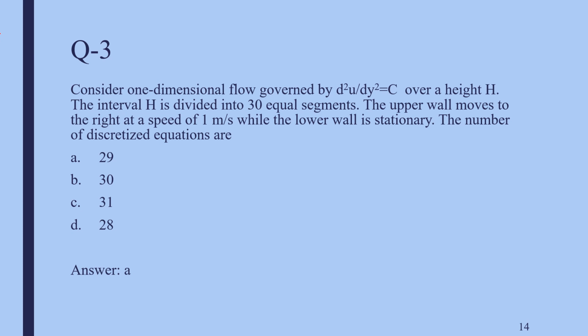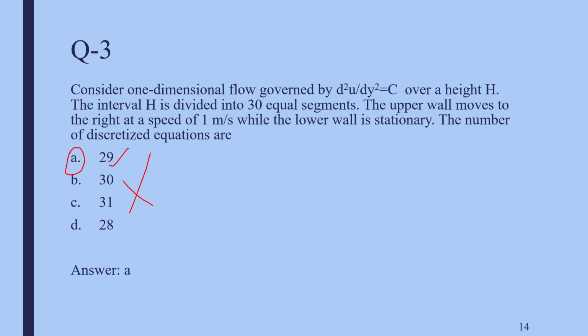So the answer to question number 3 is option A. 29 is the right answer, whereas 30, 31 and 28 are wrong. What is 30 here? 30 is the number of equal segments. 31 is the total number of discretized points, whereas 29 is the total number of discretized equations. I hope question 3 is clear.